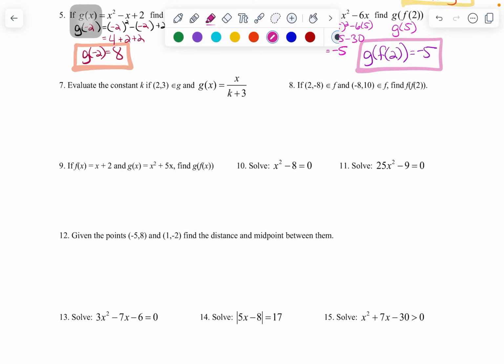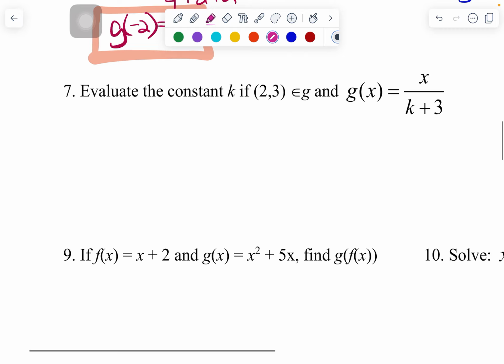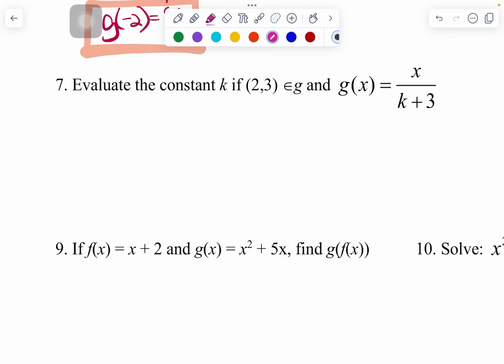All right, in this video, I'm going to pick back up, I believe this is part 2, so problem number 7 on the study guide, or test review. Okay, so we have this symbol here, it's called an element, okay? And basically what it's saying is that this point is part of that function, okay? So when we have x is 2, our function is equal to 3, okay? So let's see what that means for us.